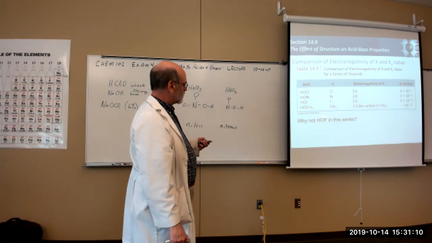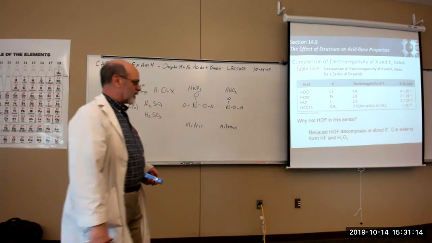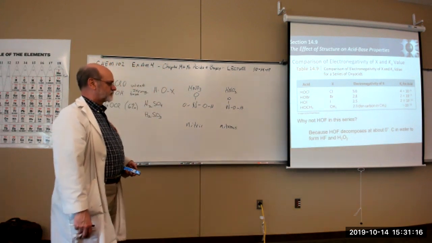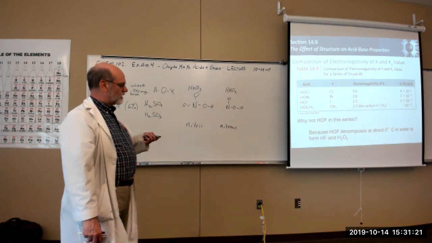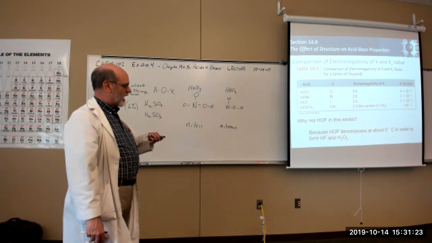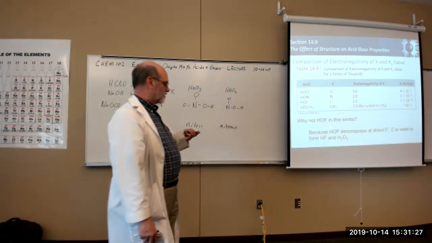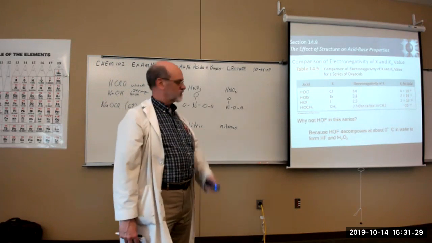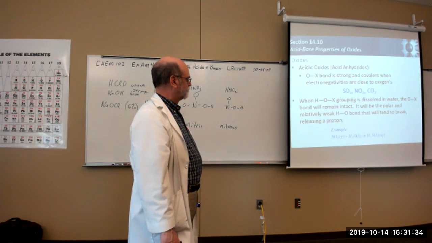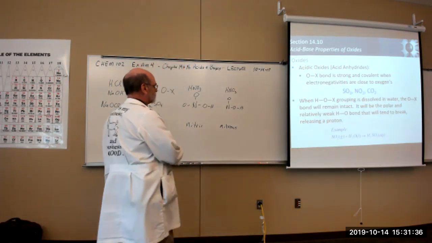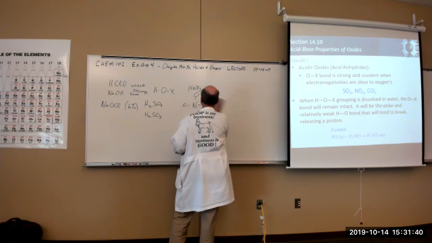Oh, we didn't put HOF in that series for the simple reason that it's not stable. In water, it decomposes and actually produces hydrogen peroxide and hydrofluoric acid. So it's virtually impossible to measure the Ka for that one. Okay, now here's another class of compounds.